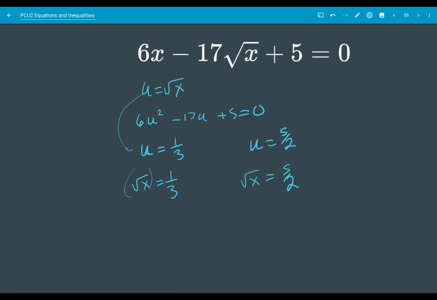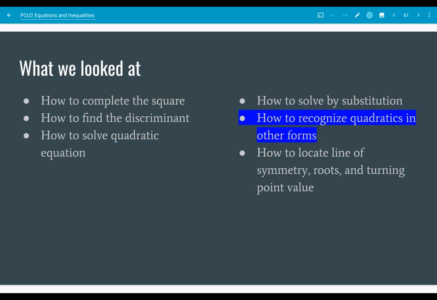To get rid of a square root, we can square both sides. So we end up with x equaling 1/9 and x equaling 25/4. So in this video, we looked at recognizing quadratics when they're in other forms and how to solve those quadratics by using U substitution.